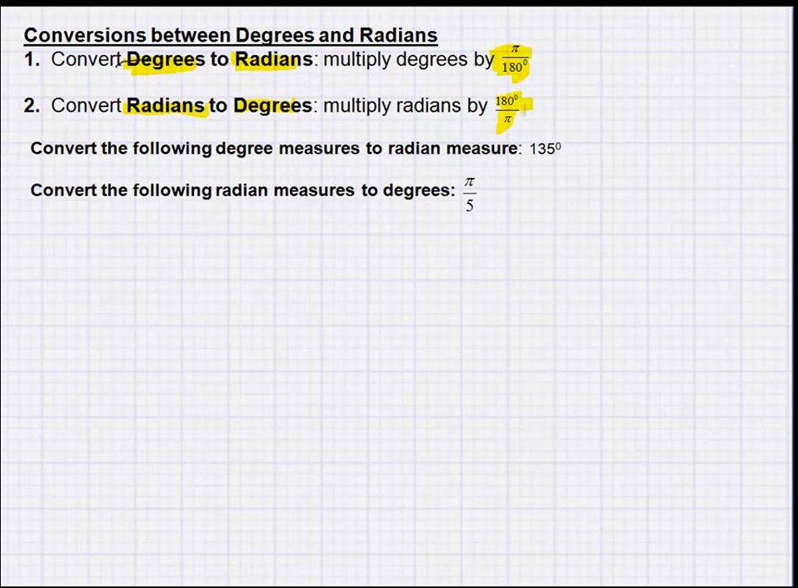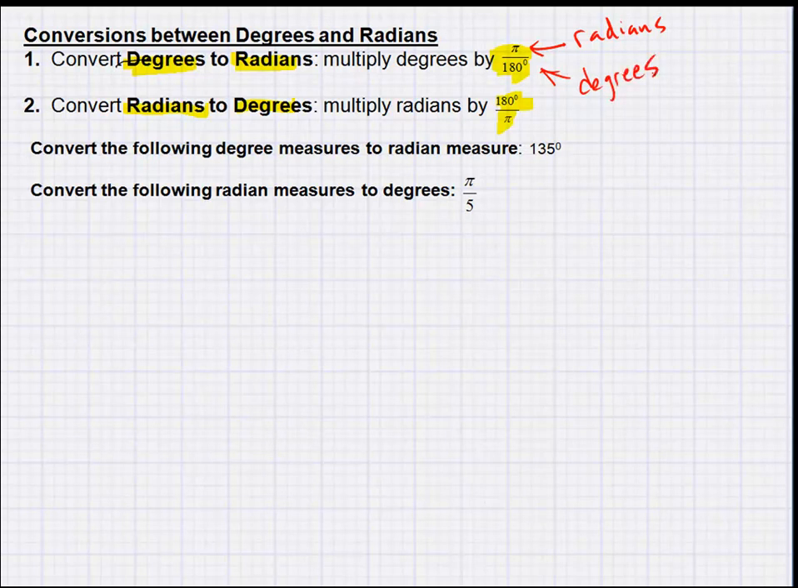The easiest way to remember which one to use is to figure out which unit of measurement you want to cancel and which one you want to be left with. Pi you think of as the radian, and the 180 is the degrees, because of the degree symbol.